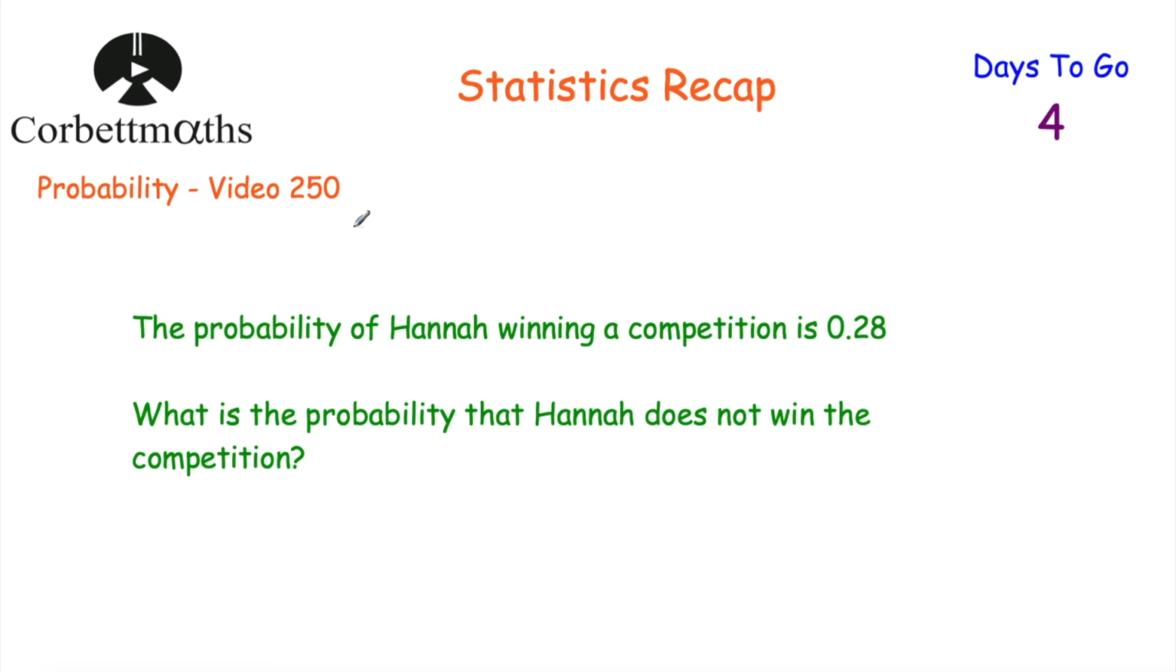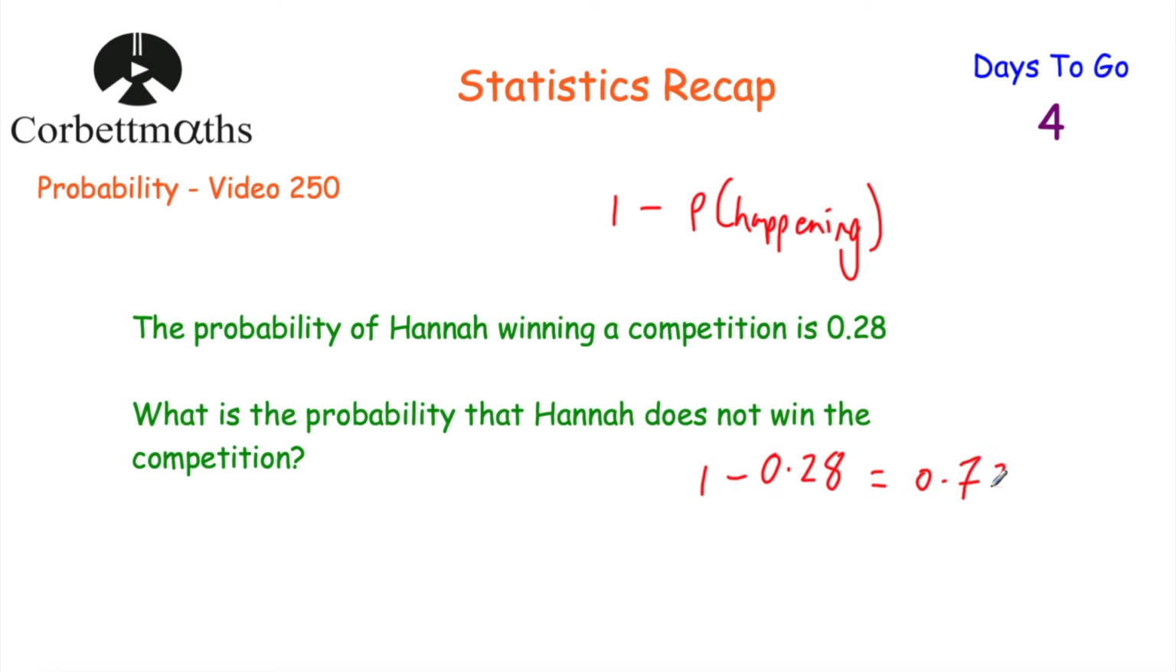Okay, next, sometimes whenever you're dealing with probability, you might be asked to find the probability of something not happening. So if the probability of Hannah winning a competition is 0.28, you might be asked to find the probability that she doesn't win the competition. And to find the probability of something not happening, you take the probability of it happening away from 1. So for instance, if I wanted the probability of Hannah not winning the competition, I would just do 1 take away 0.28, which would be equal to 0.72. The probability of her not winning would be 0.72.